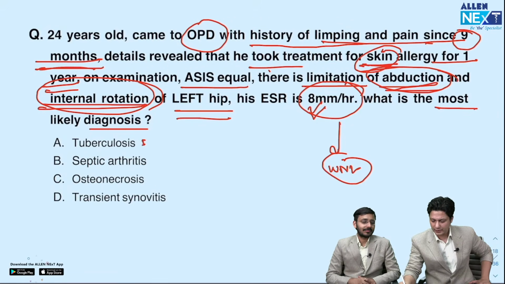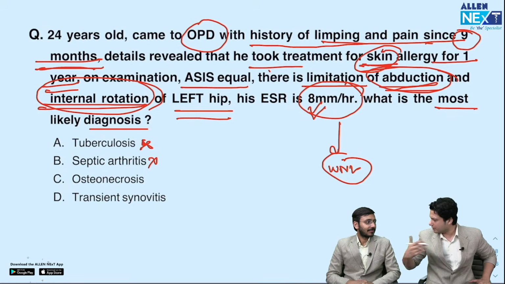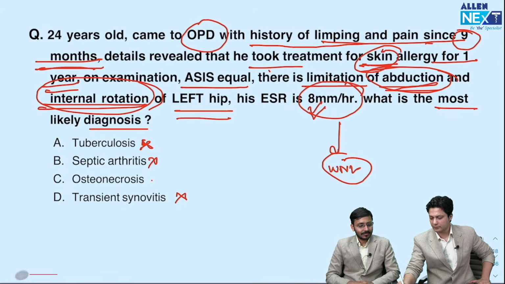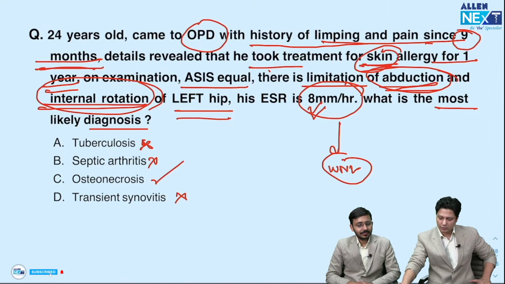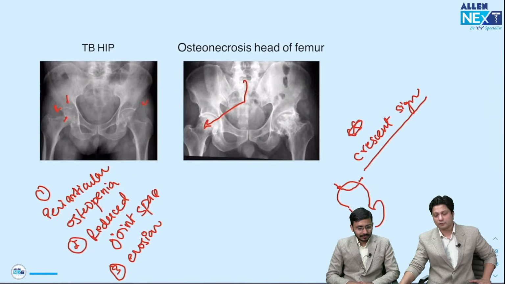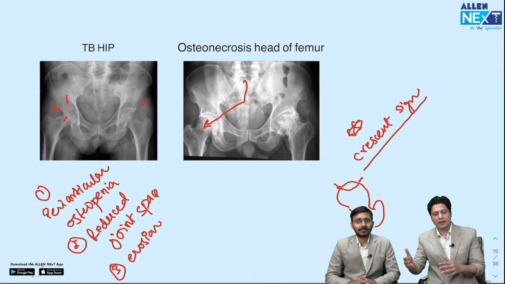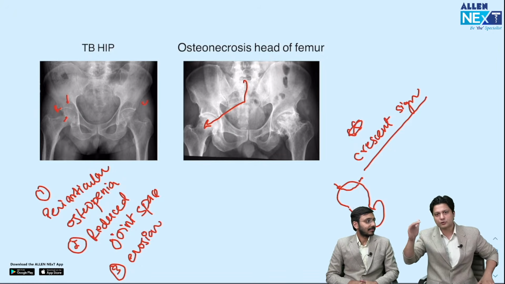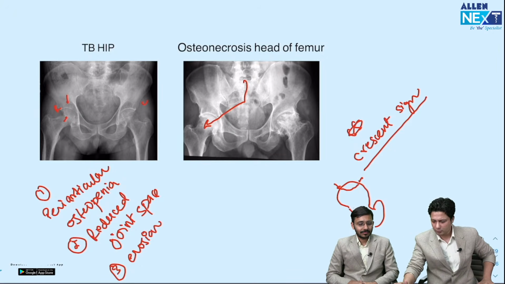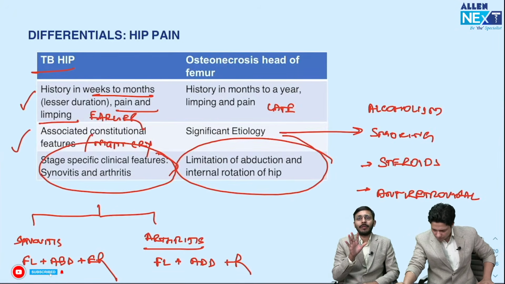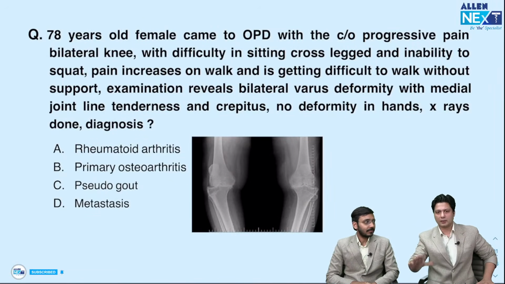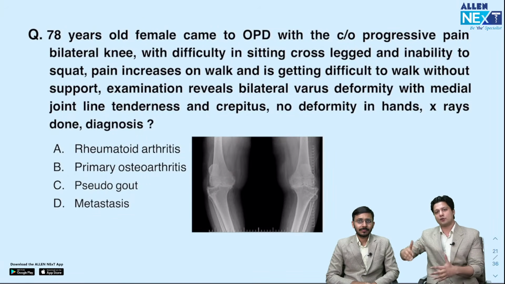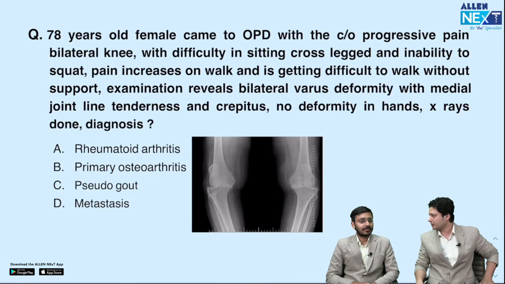So, tuberculosis is ruled out. Septic arthritis is obviously ruled out. Transient synovitis is ruled out. You are left with osteonecrosis. So, these are going to be your questions in future, and how to identify a very closely related condition based on the X-ray findings and the questions provided. So, AVN is an important topic for exam. Yes, AVN is really an important topic for exam. And because the incidence is on a continuous rise, the possibility you are going to get this question is too high.